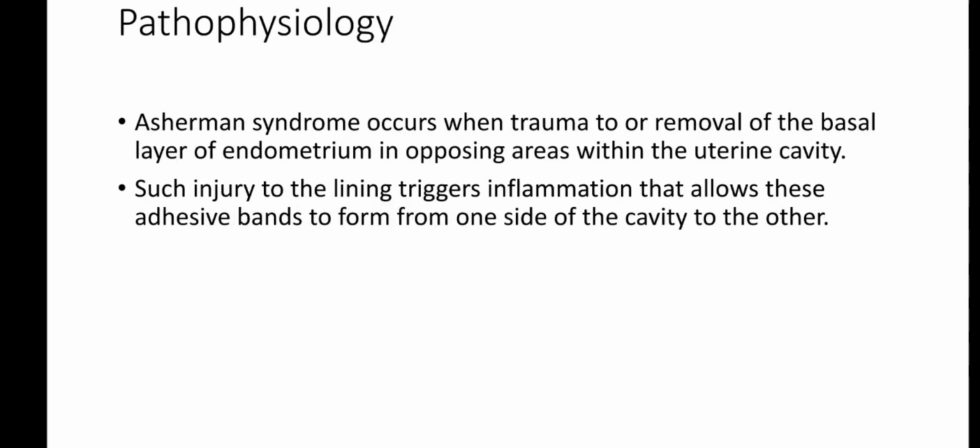Pathophysiology. Asherman syndrome occurs when trauma to or removal of the basal layer of the endometrium occurs in opposing areas within the uterine cavity. Such injury to the lining triggers inflammation that allows these adhesive bands to form from one side of the cavity to the other.